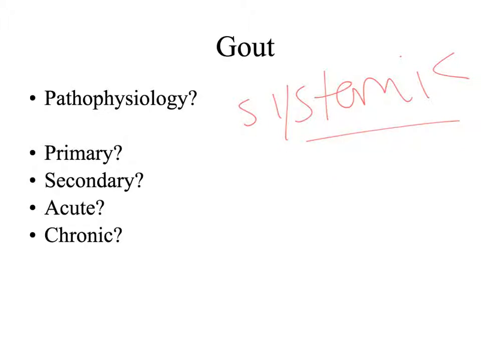Secondary gout is thought to be related to hyperuricemia, which is excessive uric acid in the blood, and it's usually caused by another disease factor.